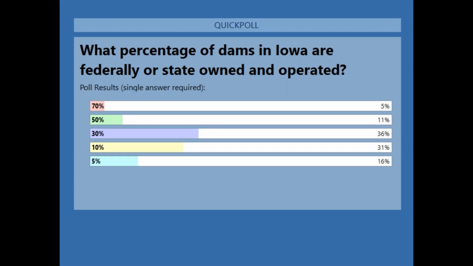So, state and federally owned dams in Iowa. A few of you think that most of the dams are state and federally owned, about 5% of you. About a tenth think about half are state and federal. A third think about a third. Another third think over 10%, and a few of you think 5%.